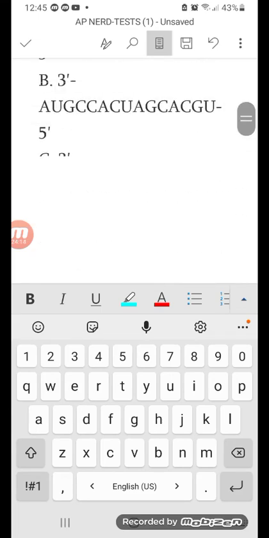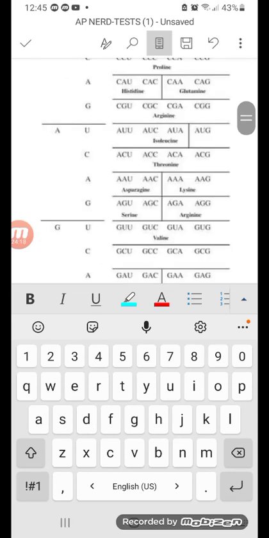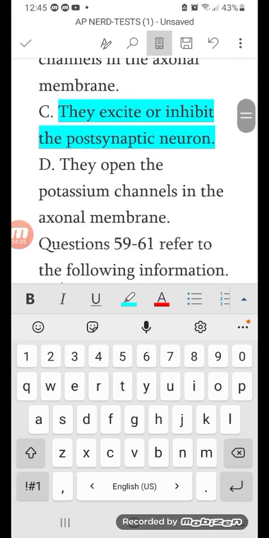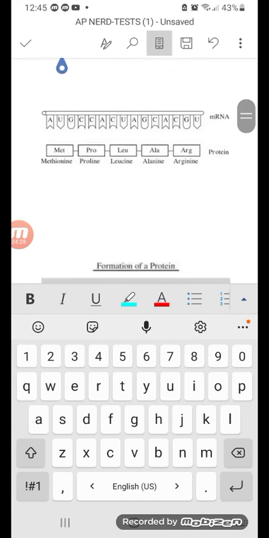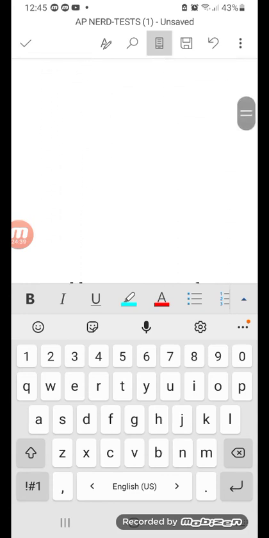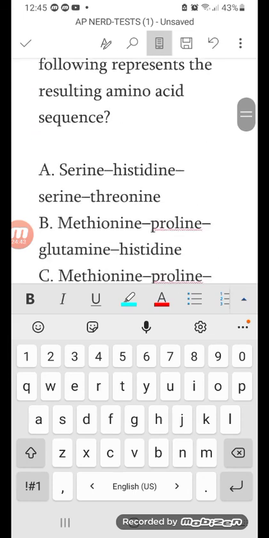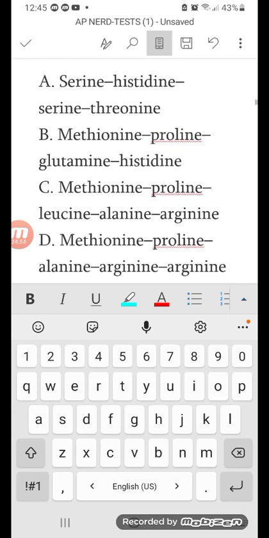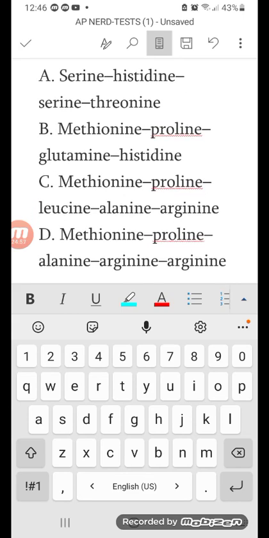So anything is gonna have a frame shift that's not gonna match with the above, because we have the original: methionine, proline, leucine, alanine, arginine. Okay, leucine, alanine, arginine, leucine, arginine, arginine. So it cannot be C because C maintained the original one. And remember, we have a frame shift, which is going to change everything. Alanine, arginine. So the answer is glutamate, histidine. Okay, this is the answer.